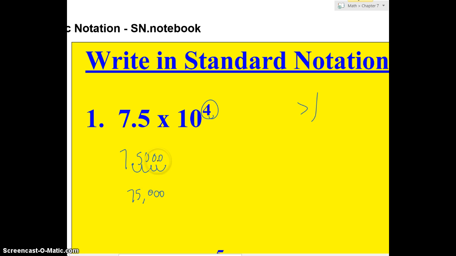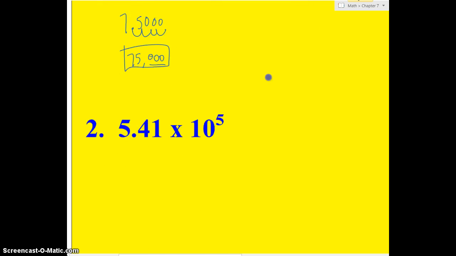Again, notice that we're going to move it 4 spots. If you move it once, the 5 takes up one of those spots, and then you're left with 3 more zeros, 75,000. 5.41 times 10 to the fifth.